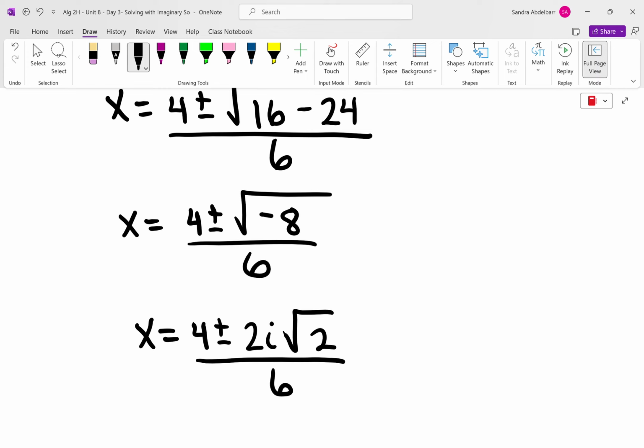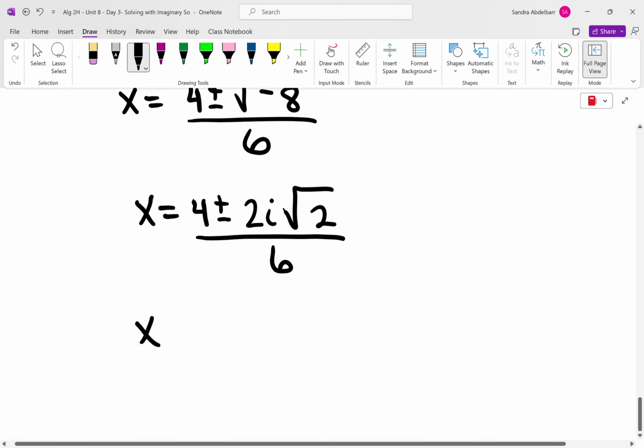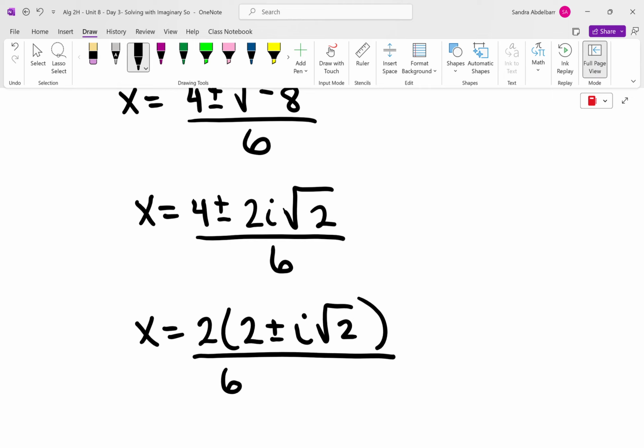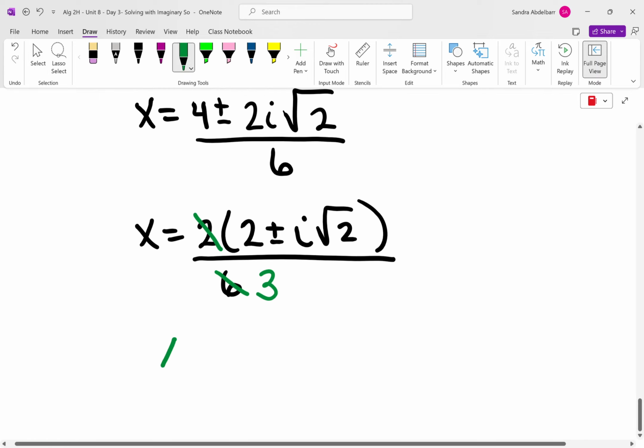But we can't stop here. Why can't we stop here? Can't we factor out a 2 and simplify? So when we factor out a 2, we're going to have 2 plus or minus i root 2 over 6. And then you say 2 goes into 6 3 times, and that's where we got our answer from.